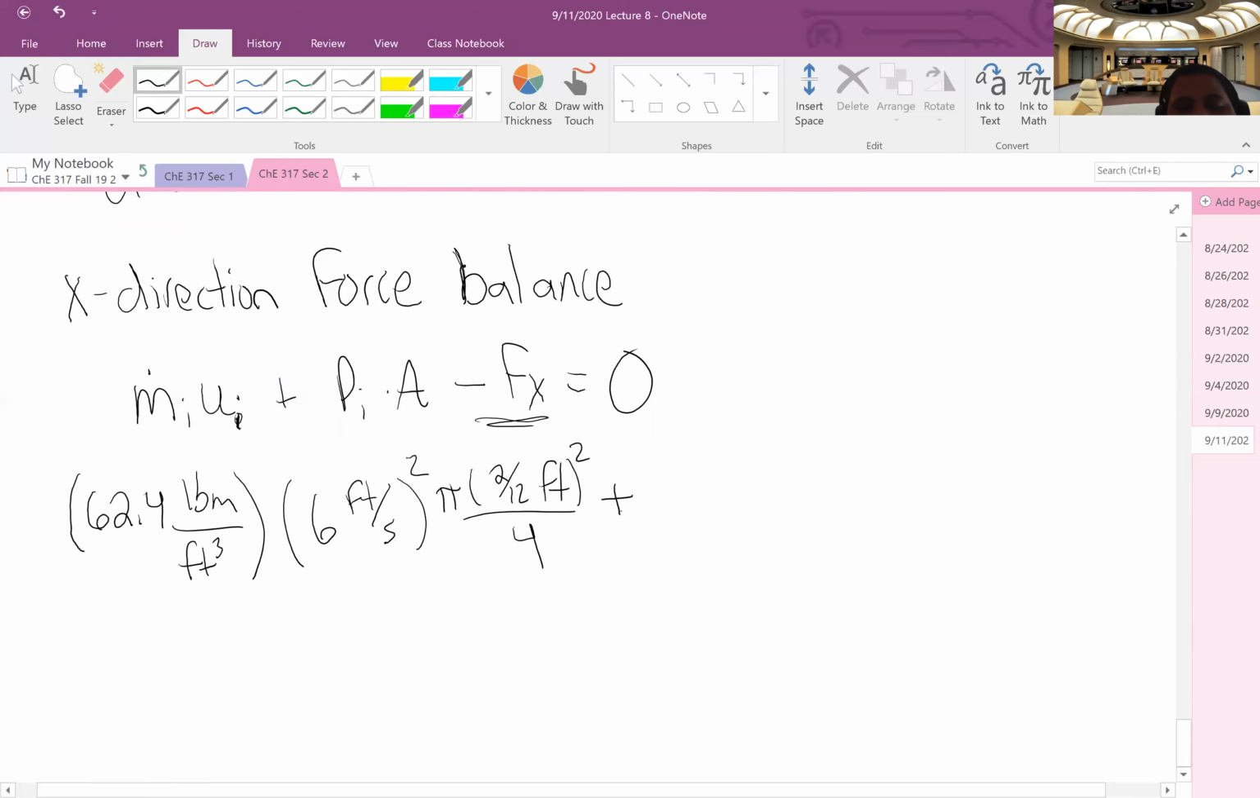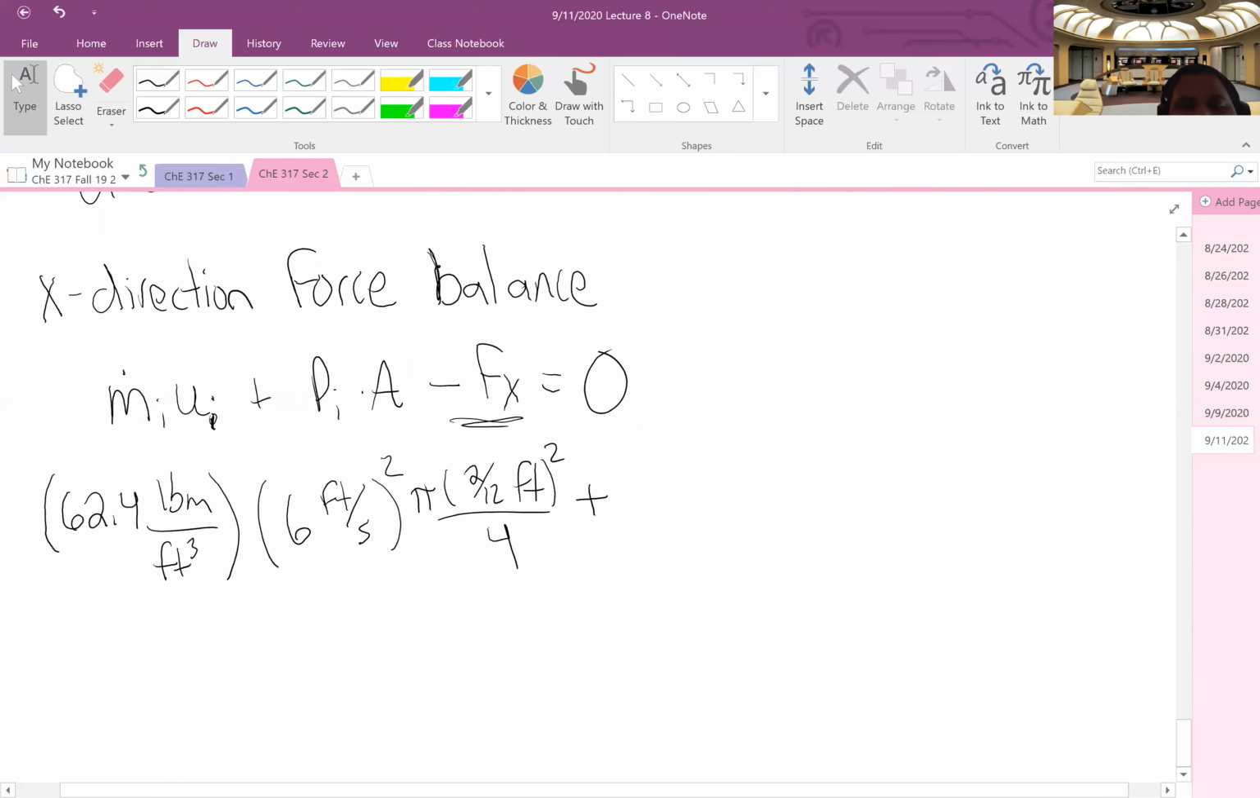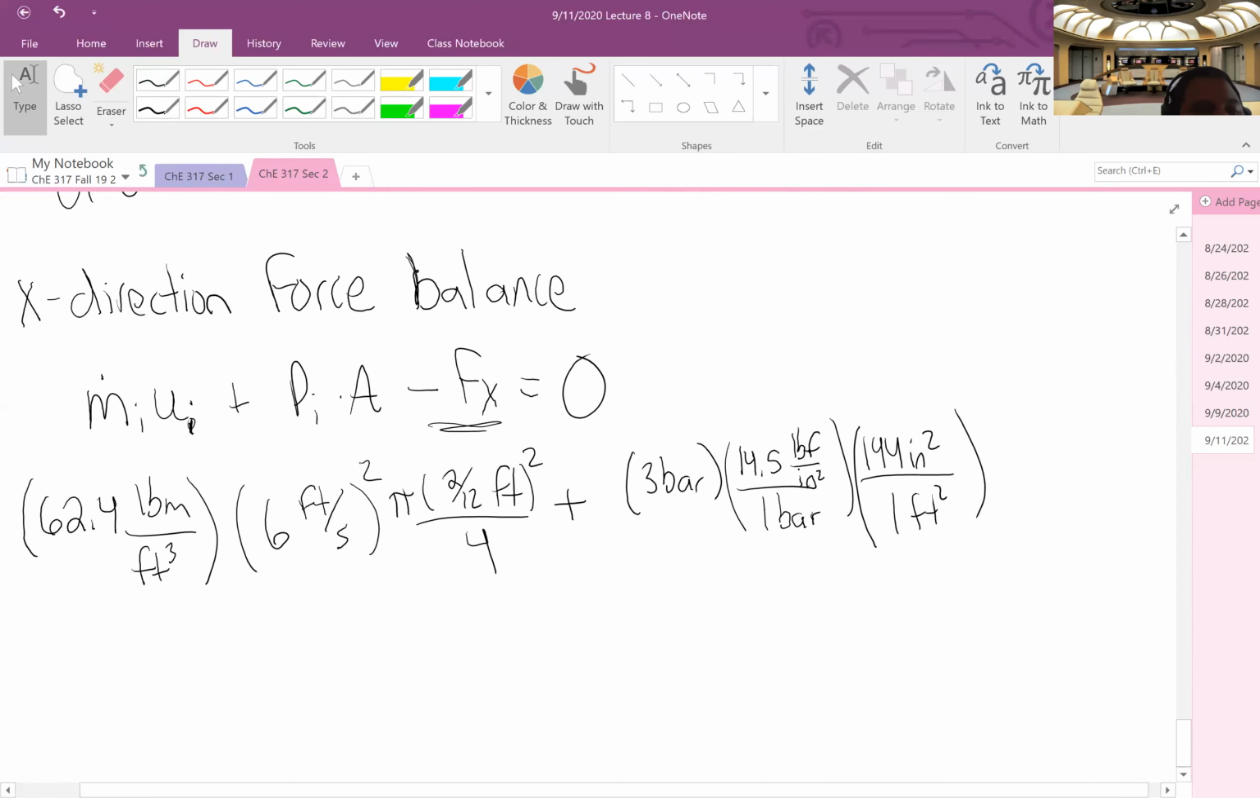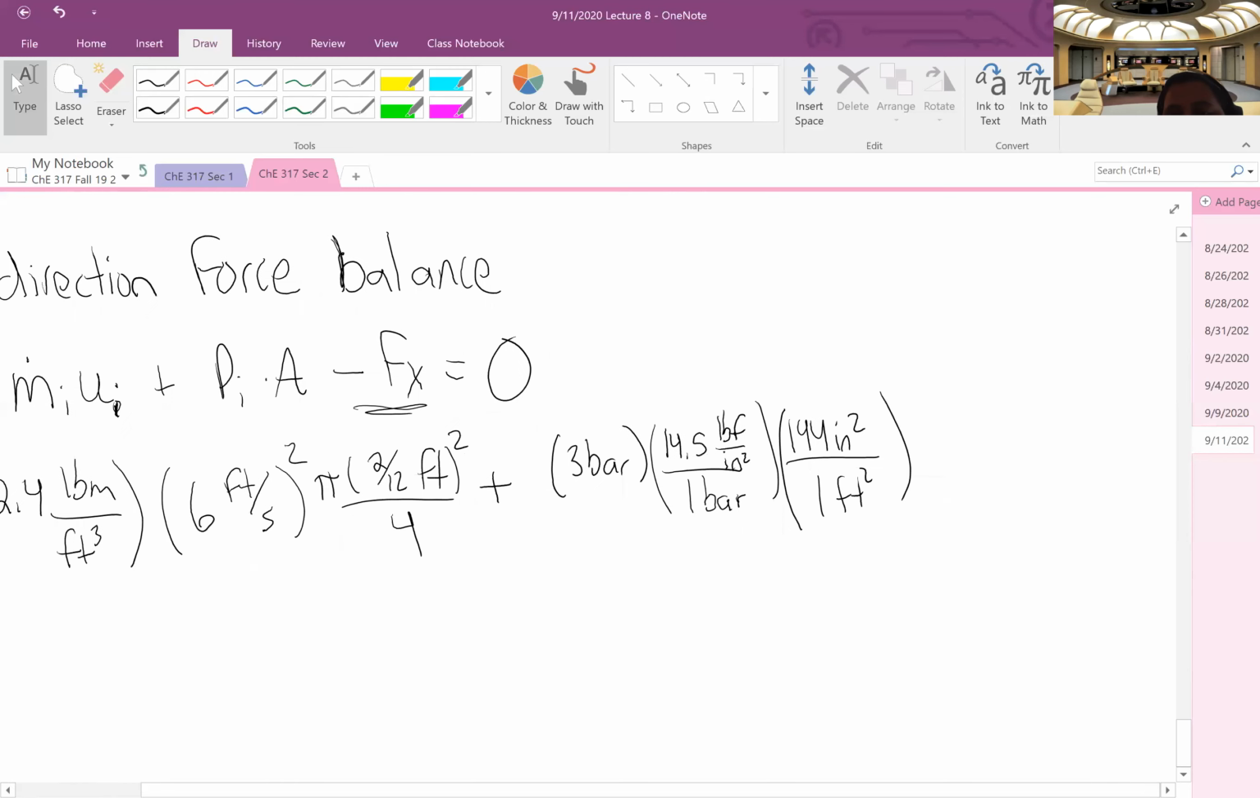Then I can consider the pressure, my next term, which is, in this case, 3 bar. But I want to convert that to the English units that I have. So 1 bar is 14.5 pound force per square inch. And now I need to convert my square inches into square feet. So I have 144 square inches in 1 square foot. And then I have my area, which is pi times (2 over 12) feet squared over 4.